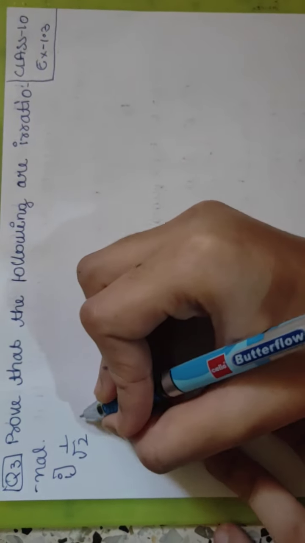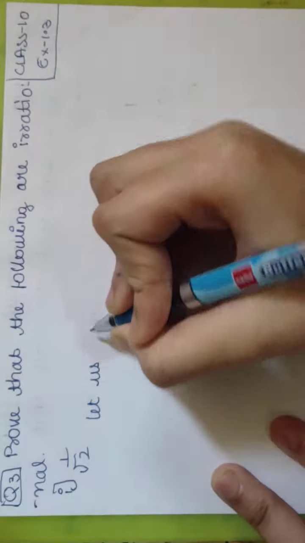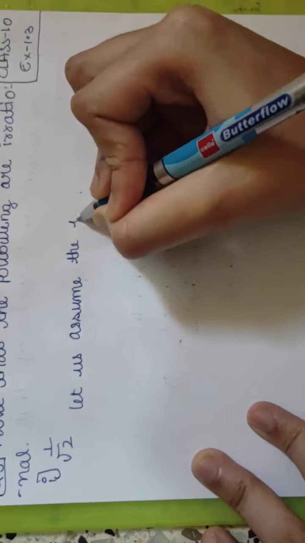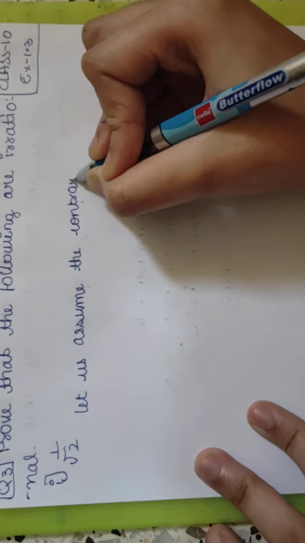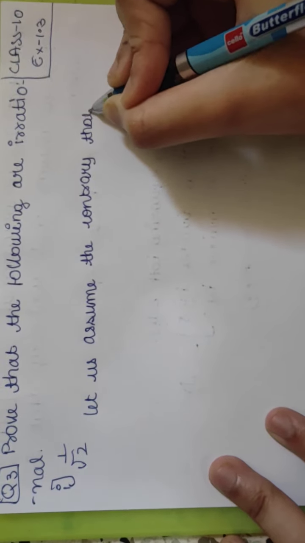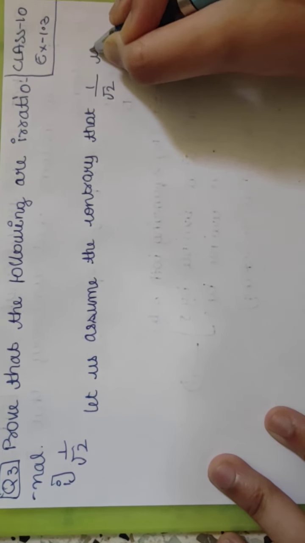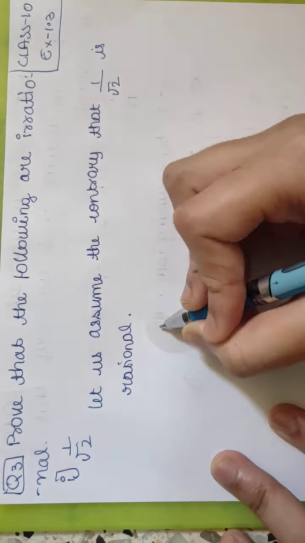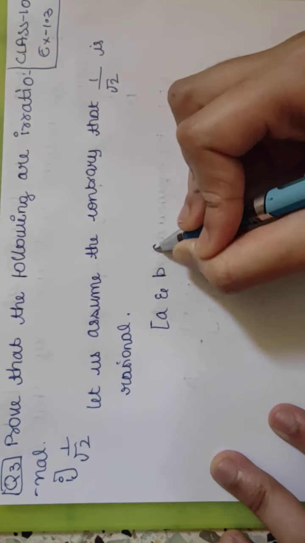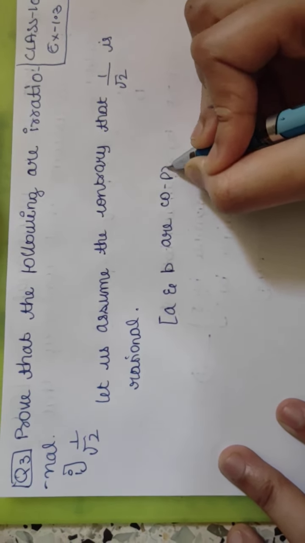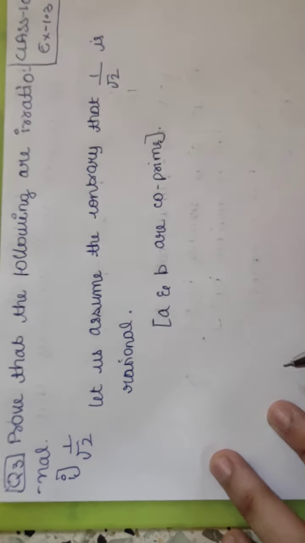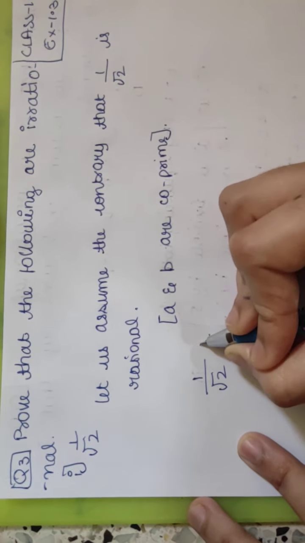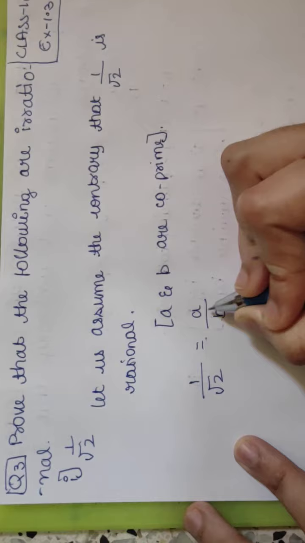So first let us assume the contrary, that 1 by root 2 is rational, and here a and b are co-prime. Now if 1 by root 2 is rational, we can write it in the form a by b.